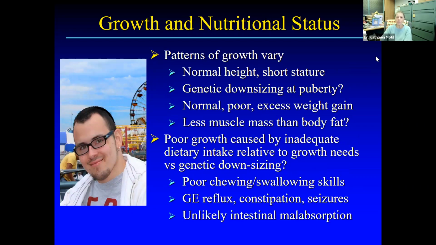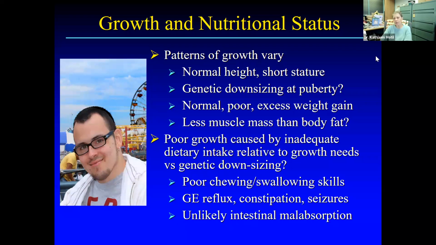So the first thing I want to talk about is the growth and nutritional status of the children with the MECP2 duplication. We know that the patterns of growth actually vary quite a bit. We know that children can have normal height, and we know that many have short stature. What we don't know is whether or not the children have genetic downsizing at puberty. In the children with Rett syndrome, for example, we know that at the time of puberty, the growth velocity slows, and it slows rather early so that they never really achieve their full adult height potential. We don't know if the same thing is true in our children with MECP2 duplication.